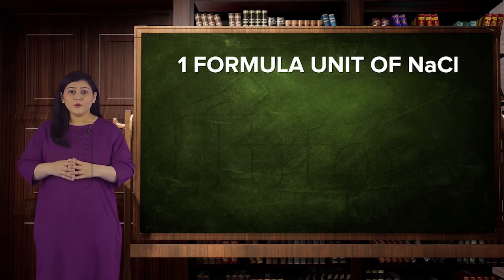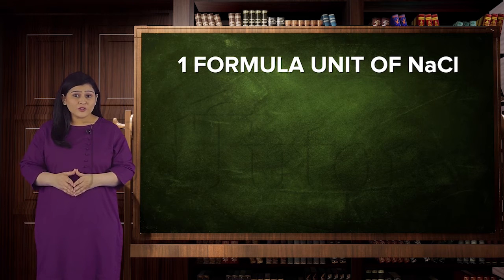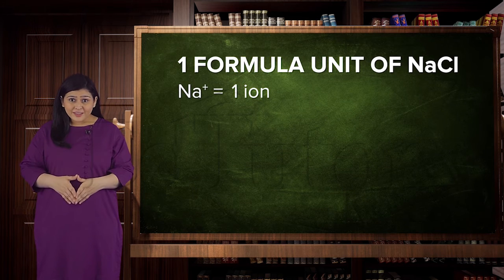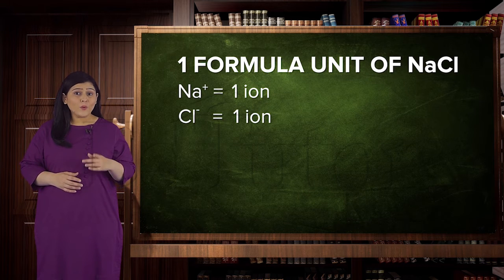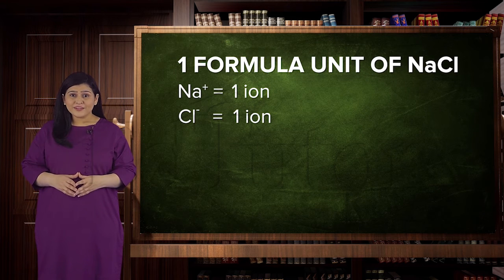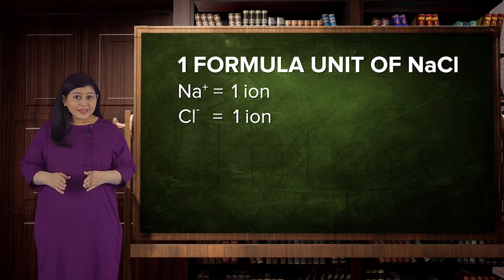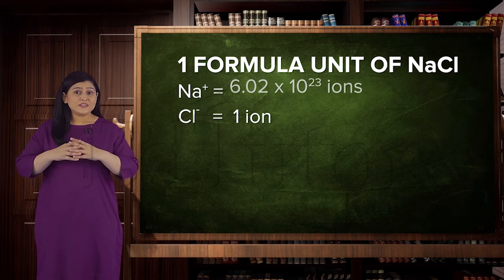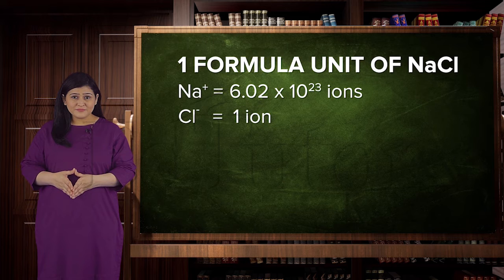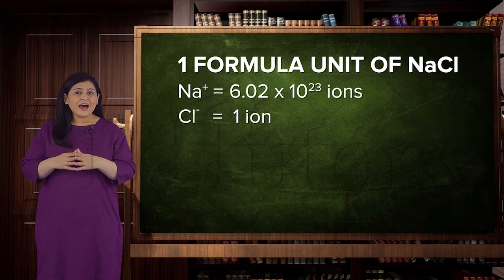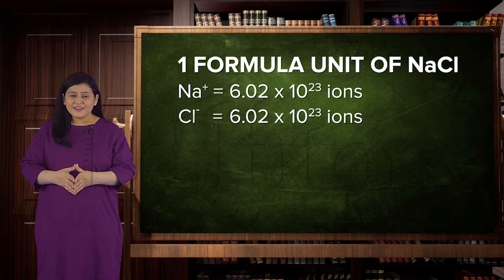Moving on to sodium chloride. 1 formula unit of sodium chloride consists of 1 sodium ion and 1 chloride ion. So, in 1 mole of sodium chloride, the number of sodium ions must be 6.02 × 10^23, and the number of chloride ions would be 6.02 × 10^23.